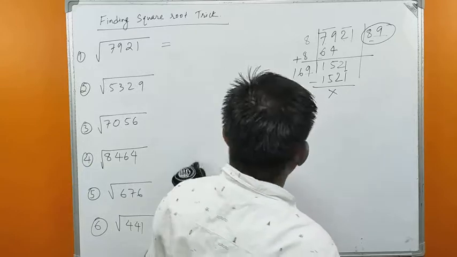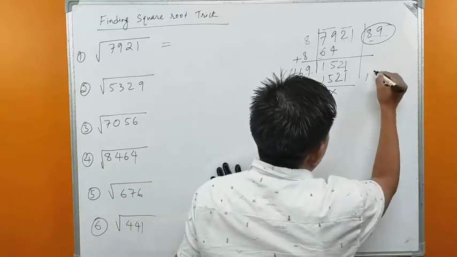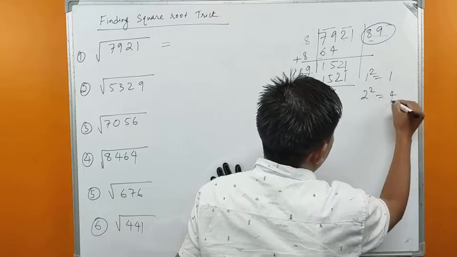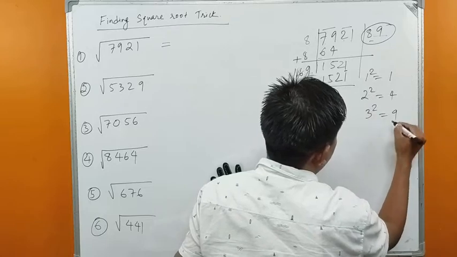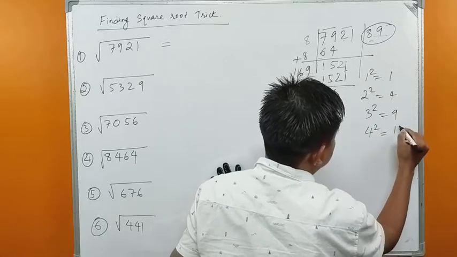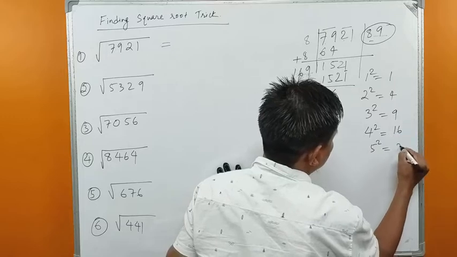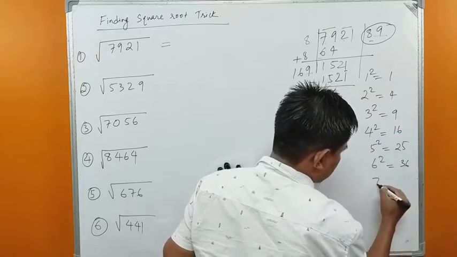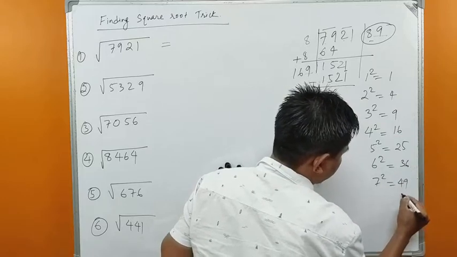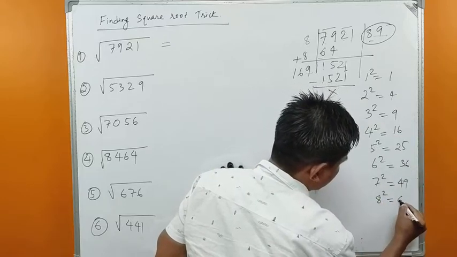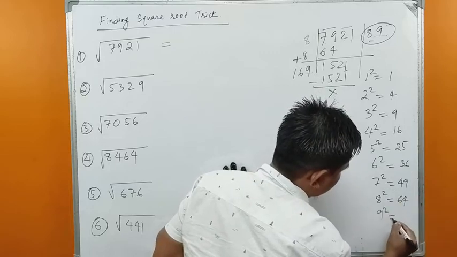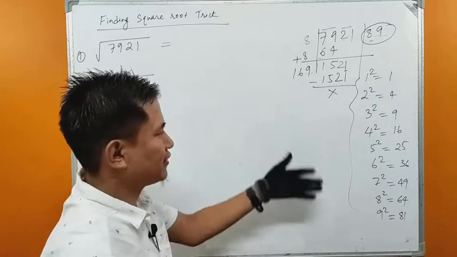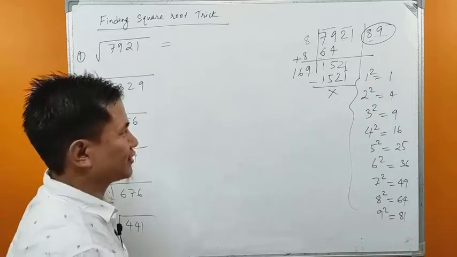To learn this method, we must know these squares. 1 square is 1, 2 square is 4, 3 square 9, 4 square 16, 5 square 25, 6 square 36, 7 square 49, 8 square 64, 9 square 81. We can memorize this much, isn't it? Very easy. We all know the table up to 10, isn't it?